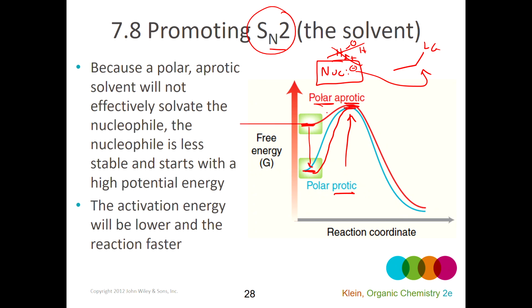So the transition state energy will be relatively low, and the reactant energy will be relatively high. So this red line here indicates a reaction that's really nicely facilitated by the solvent. It won't take much activation energy. Lots of products will be formed in a relatively short period of time because the activation energy is much lower when the reactant isn't so stabilized by the solvent.